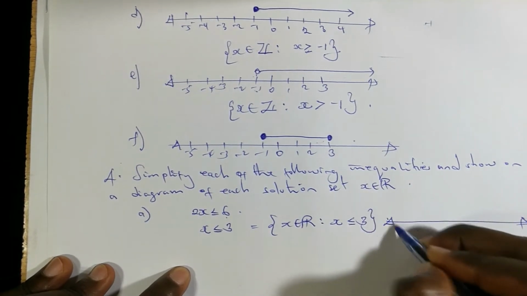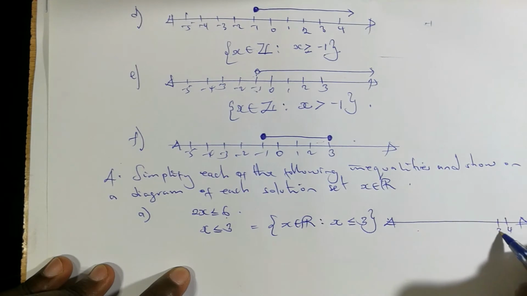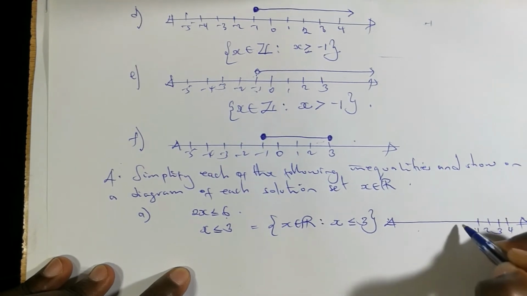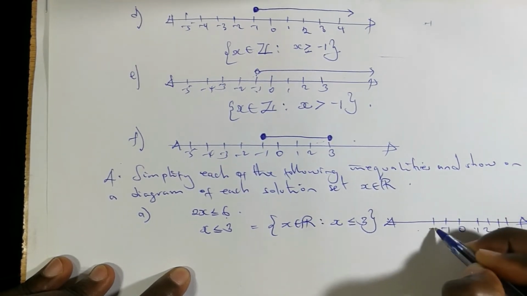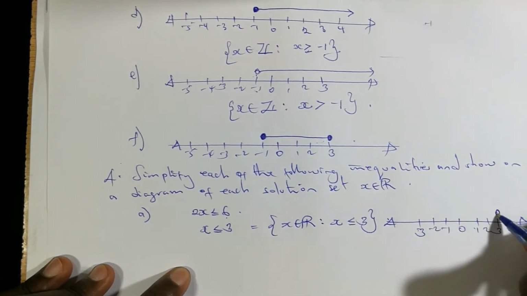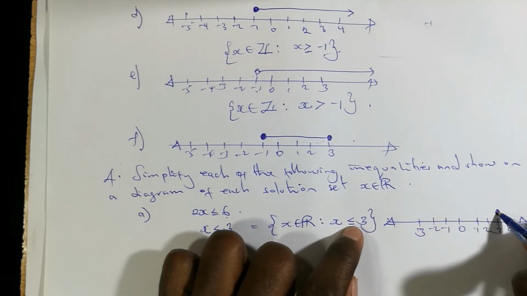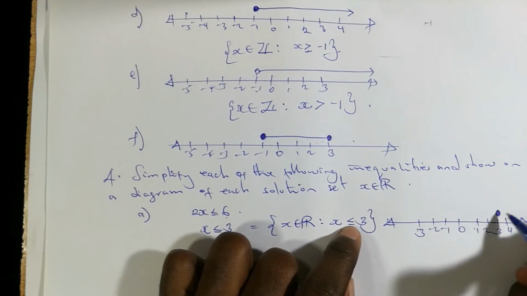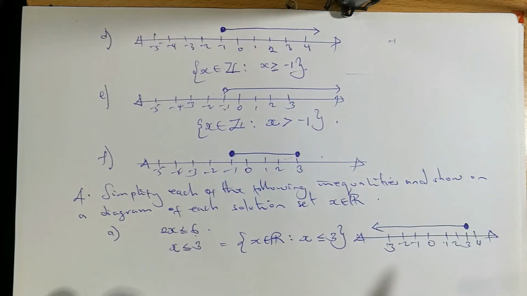And on a number line, you have here, let me say, 4, 3, 2, 1, 0, -1, -2, -3. Then we are starting from 3 closed, because 3 is included because of this equal, a less or equal sign.